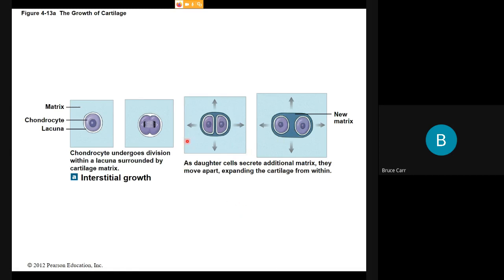Cartilage is a non-vascular material, and it also ranges in composition from very, very flimsy, very thin, what we would call flaccid or limp, all the way to materials like our nose, our ears, that can actually maintain recognizable shapes because of their firmness.